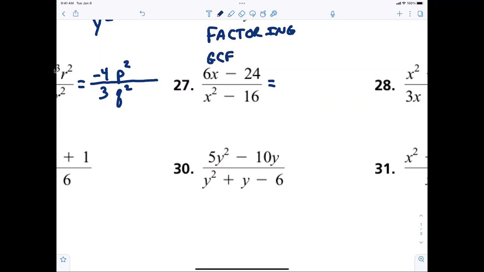GCF. What's the GCF in the numerator? 2 is a common factor, but there's a common 6, right? So I factor out a 6. What's left behind? X minus 4.